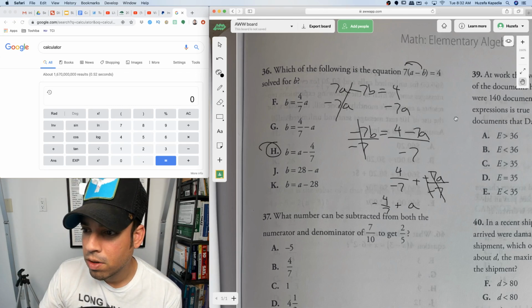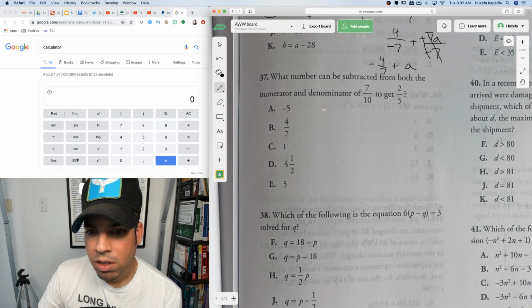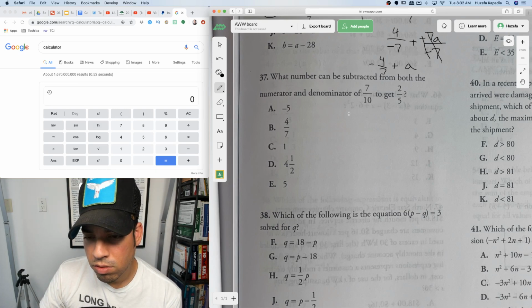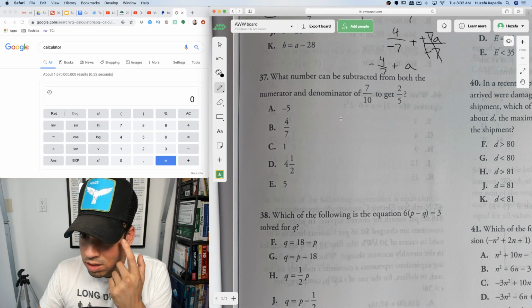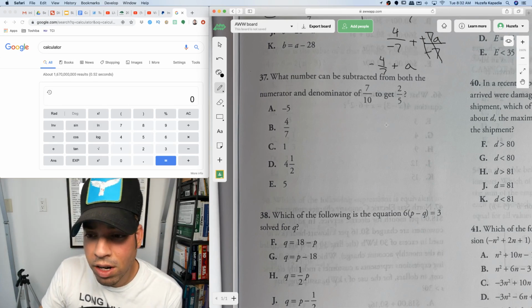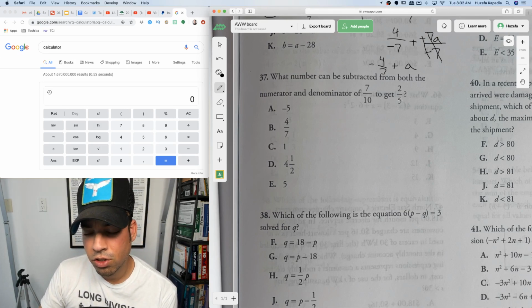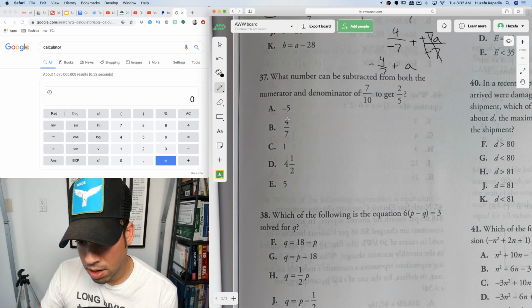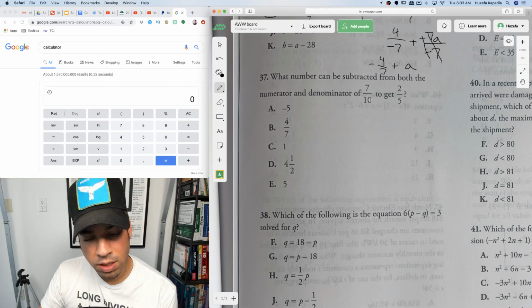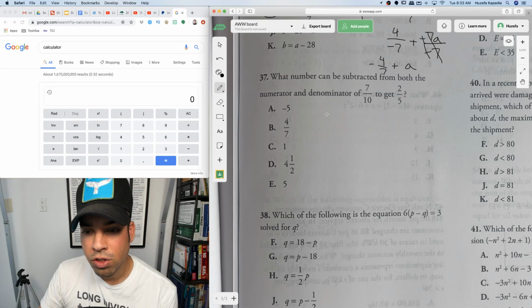Numero 37. What number can be subtracted from both the numerator and denominator of 7/10 to get 2/5? It's got to be a fraction. I was just trying to do it with an integer and it doesn't work. Oh, wait. Maybe it's -5, because then it's subtracted. That'd be 12/15. No, can't be.